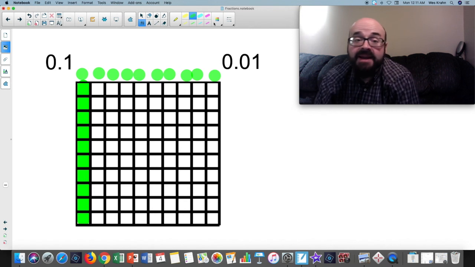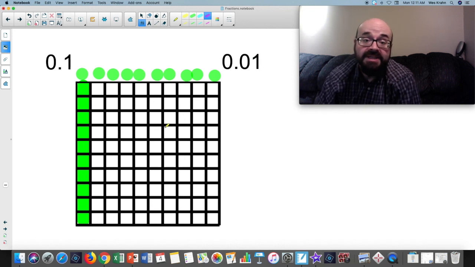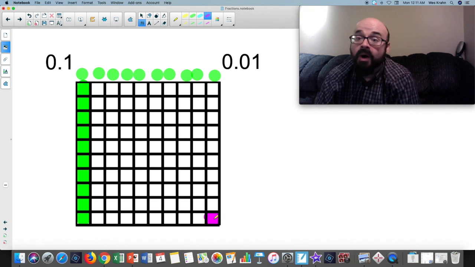And if I say that I'm going to fill in 1/100th of this, that's going to look like this. That's it. 1 out of 100. So, which one is bigger? 1/10 or 1/100th?